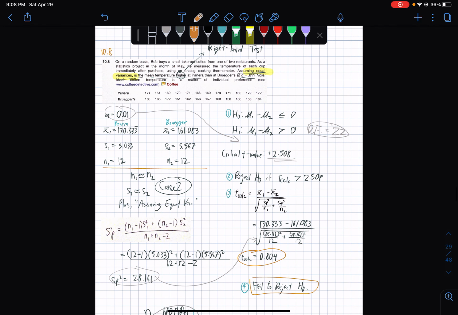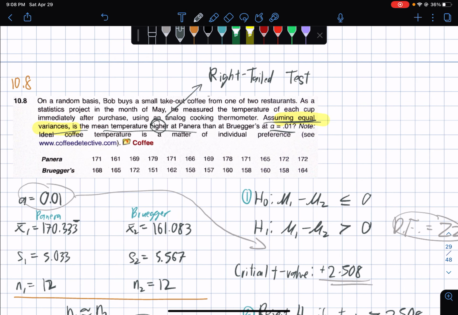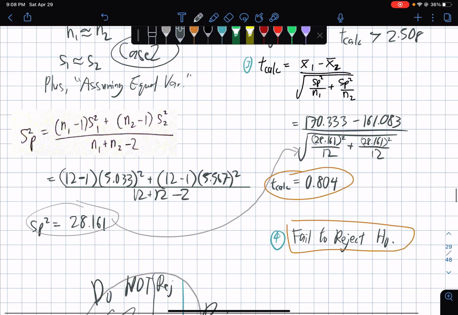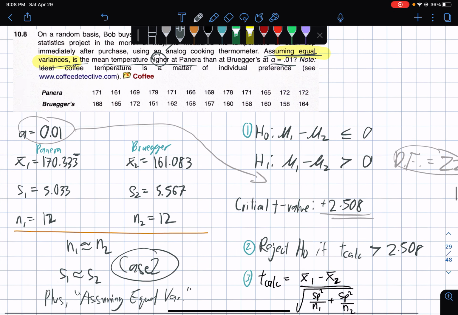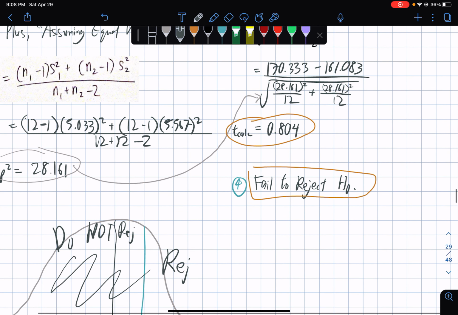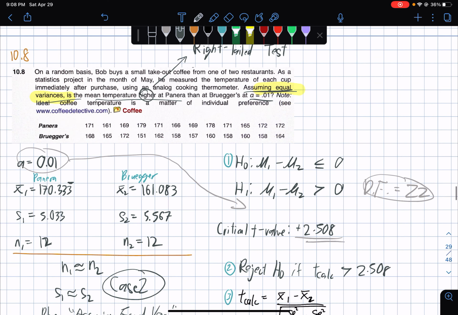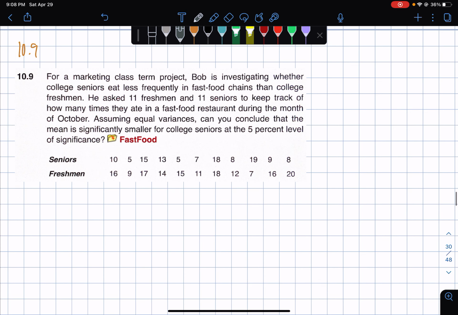That means there is no significant difference, or in other words, in the context of this question, because it's a right tail test, the mean temperature is not higher, or there is no significant difference, I think, because it failed to reject H0. We don't reject the null hypothesis. We don't reject the fact that nothing changed statistically significantly. So yeah, let's go to 10.9.